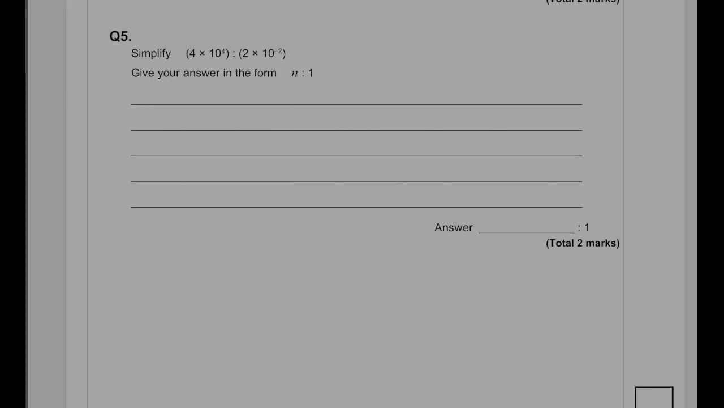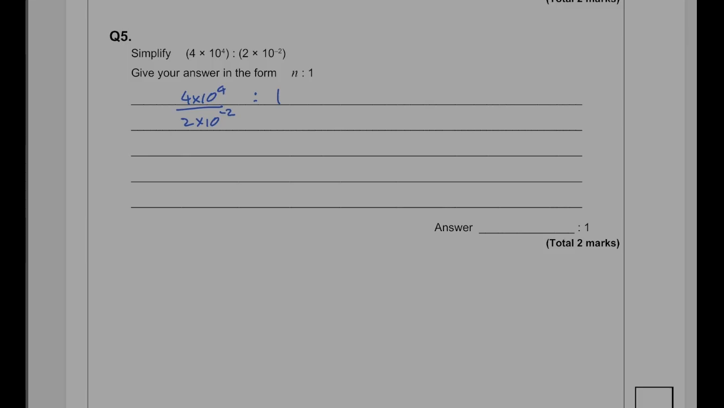Right, question 5. Simplify 4 times 10 to the 4 divided by 2 times 10 to the minus 2, giving your answer in the form n to 1. If I've got it as this, what I'm essentially going to do is divide both sides by 2 times 10 to the minus 2. Or is it easier to convert straight away? I'm going to do that. So this is going to be the same as 4 times 10 to the 4 divided by 2 times 10 to the minus 2. And that's going to be to 1.